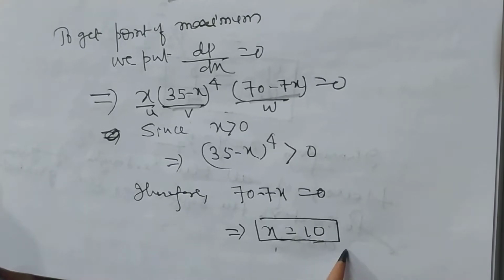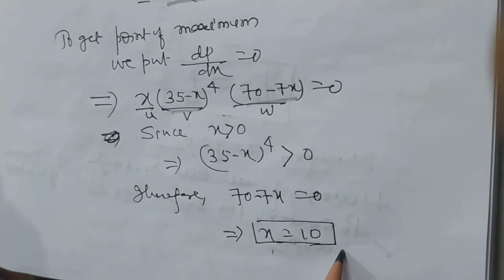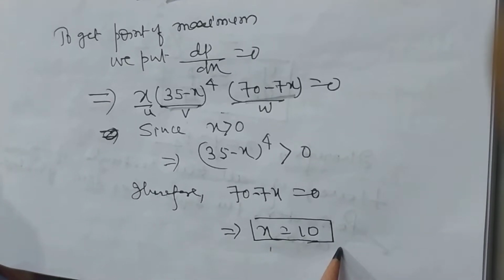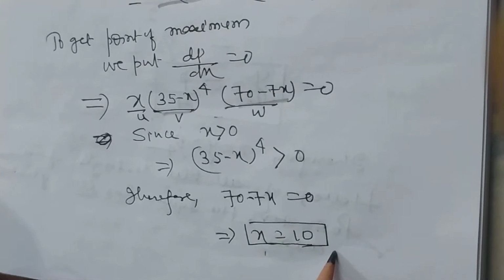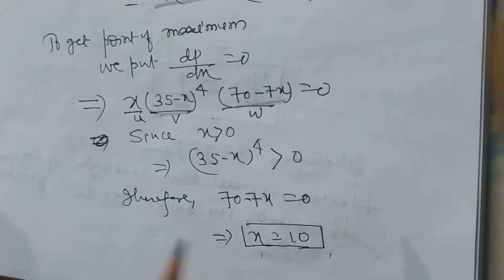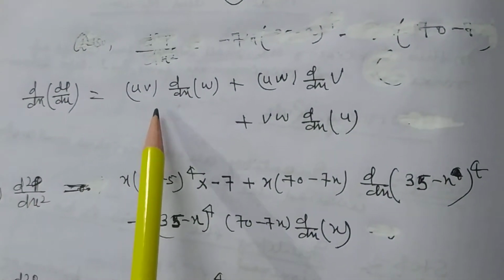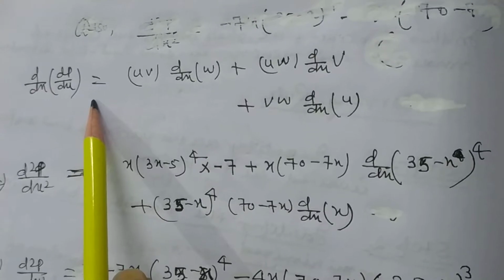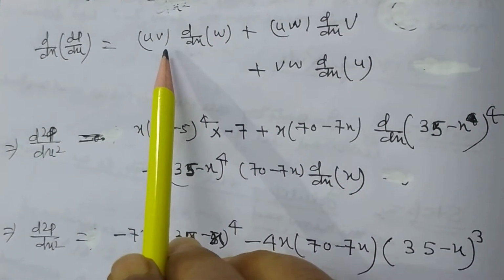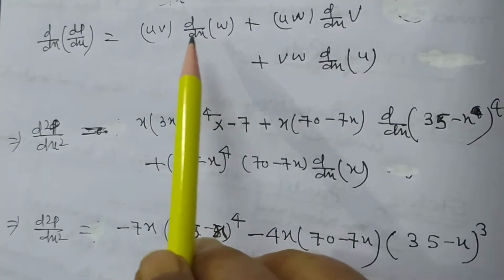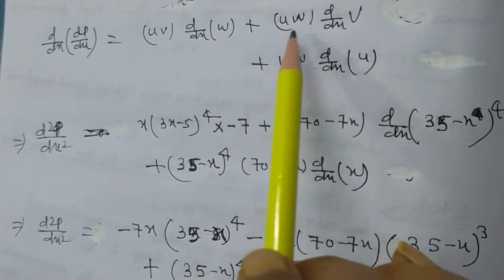In this way, we can find the point where the product will be maximum. Now, here we again differentiate dp by dx. Here it is a product of three variables u, v, w. So in this way, applying the formula, we can differentiate it.